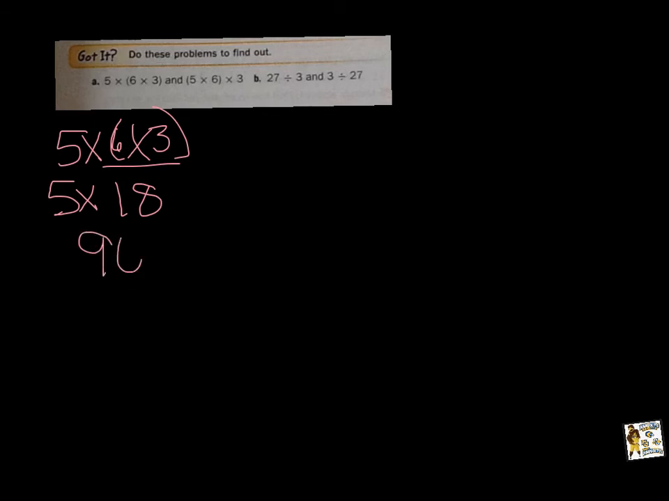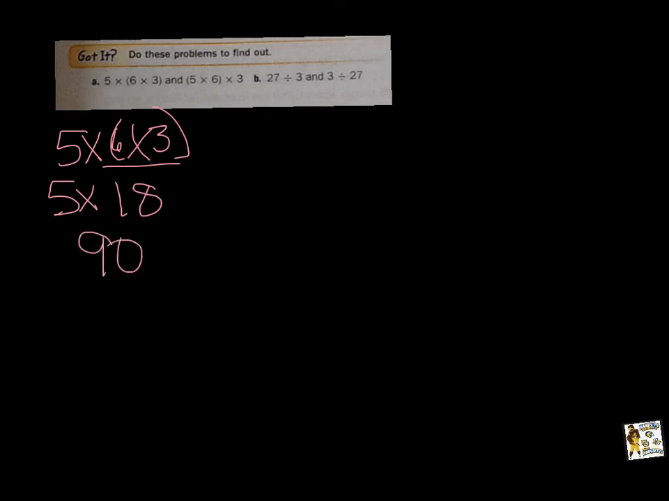So doing these problems to find out, you can follow along with me on page 475. We are going to do letters A and B. They want us to say if these are equivalent problems, and then tell them what property we used if it is equivalent. So let's do the first one. If I look at the first one, I have 5 times (6 times 3). Remember, I do parentheses first. 6 times 3 is 18, and then I take 5 times that. 18 times 5 is 90.